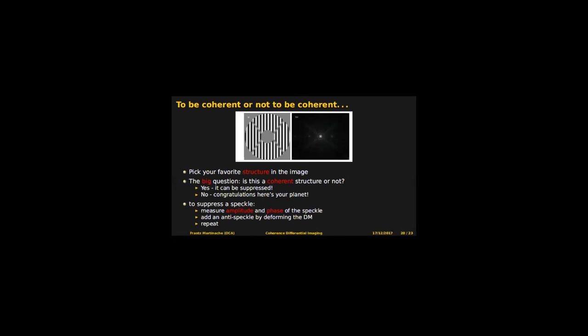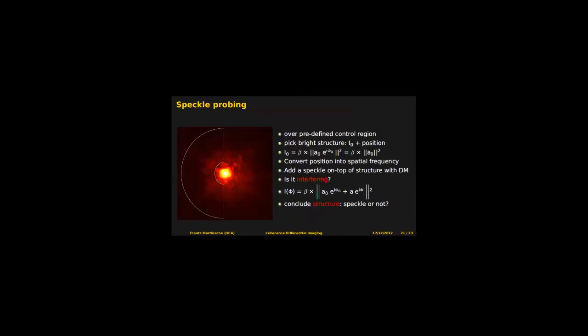And what do you do to suppress a speckle, if it happens to be a coherent structure here? Well, a speckle is characterized by two things, an amplitude and a phase. It's a complex amplitude. What you have to do is find out that amplitude and the phase, and add a modulation like this, which is going to cancel out one of these structures. And you repeat that until your image is clean of other residue.